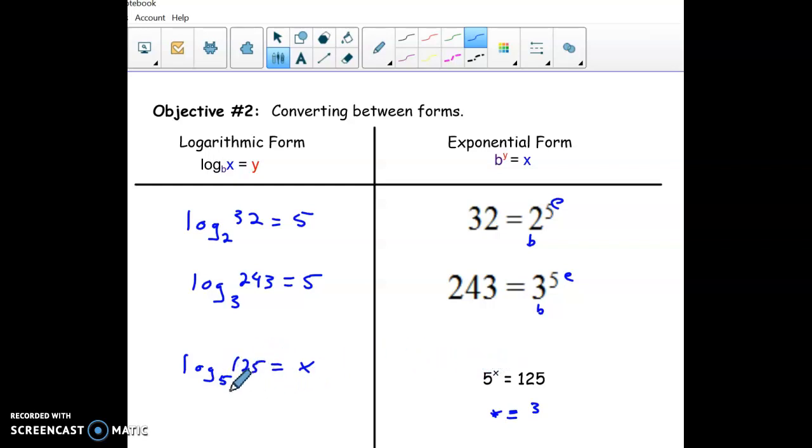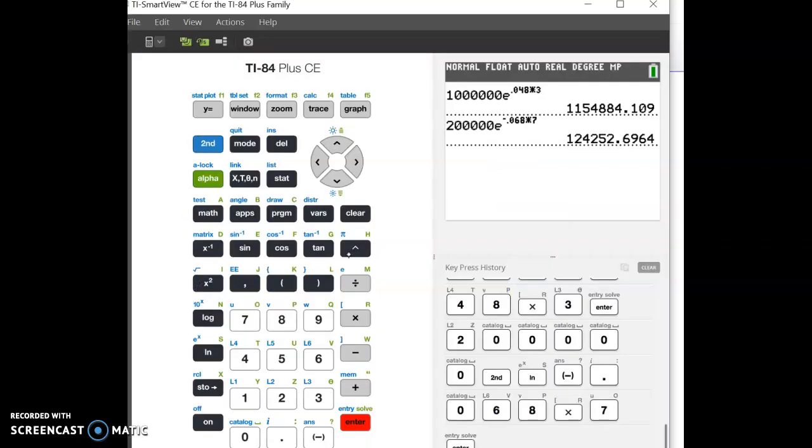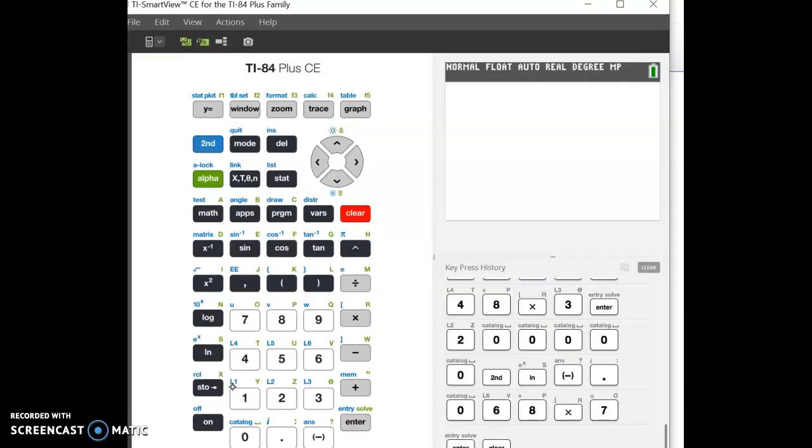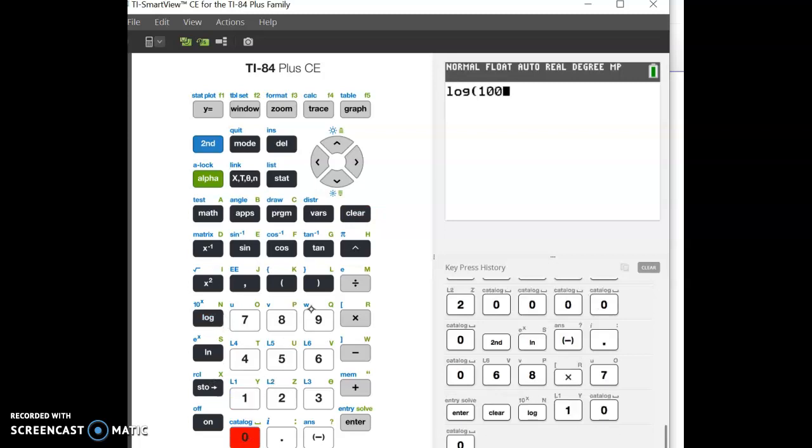And then it's really just a matter of being able to do this on our calculator, and we'll solve it for x. Actually, maybe I'll show you how to do that real quick. On your calculator, the regular log button here does base 10. So if I do log of 100, that's going to be a base of 10, so the exponent there is 2.